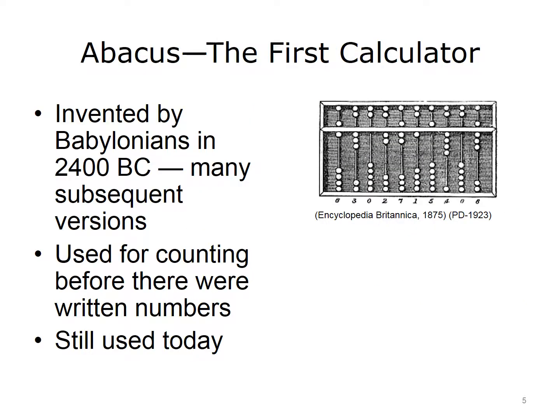The abacus is often considered to be the first calculator. It was invented by Babylonians in 2400 BC, and there have been many subsequent versions. Other versions were developed in Greece, China, Japan, the Roman Empire, and Russia. The abacus was used for counting and tracking amounts, even before there were written numbers. It is still in use today by shopkeepers in Asia and in Asian communities across the world.